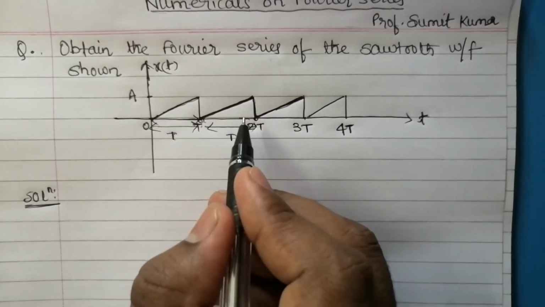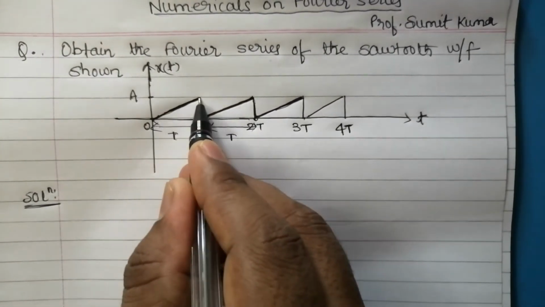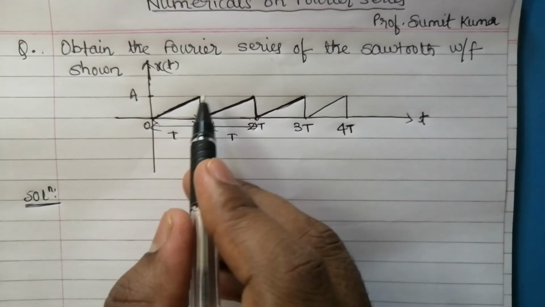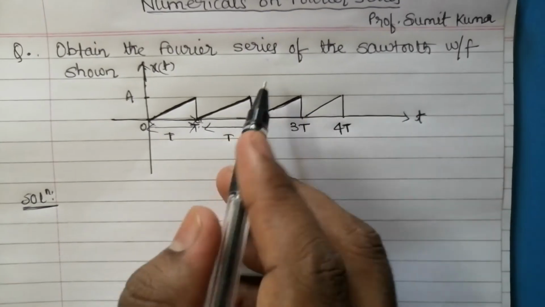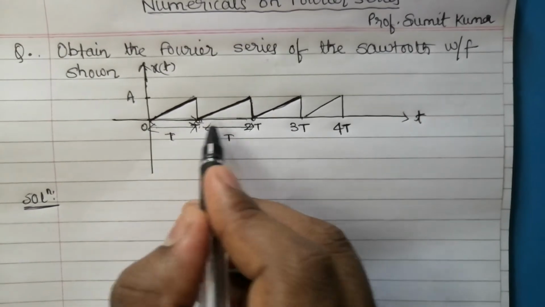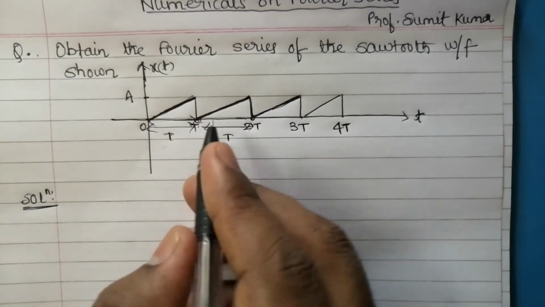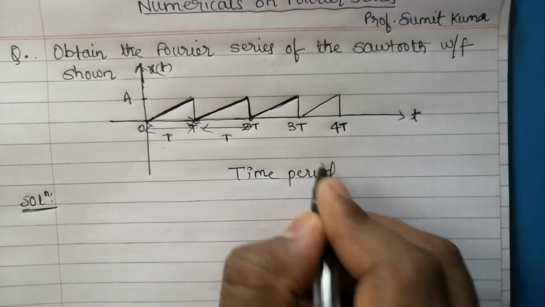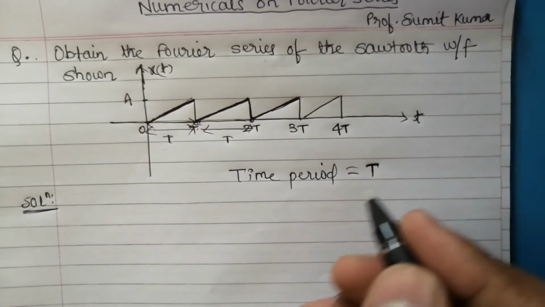So this signal is a periodic one, and also the slope, the pattern, the waveform structure is similar for every T seconds. We have to take care that the signal must be similar in every time period. This is like a straight line in this time period, and again it is the same for the next time duration. So this given signal is a periodic signal with a time period T. So the time period of the given signal is T. It is now clear what the time period is.